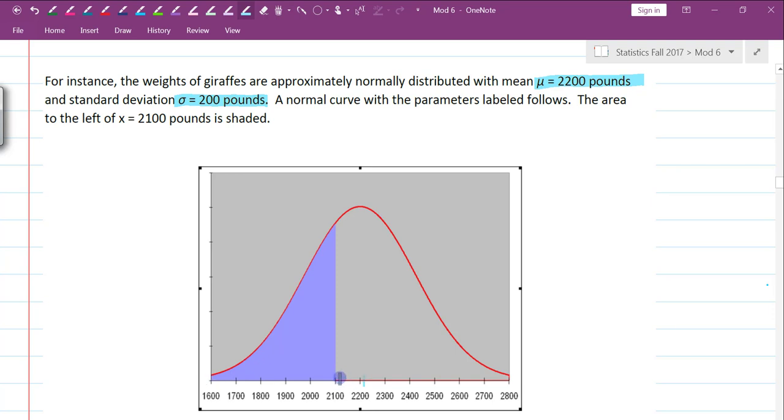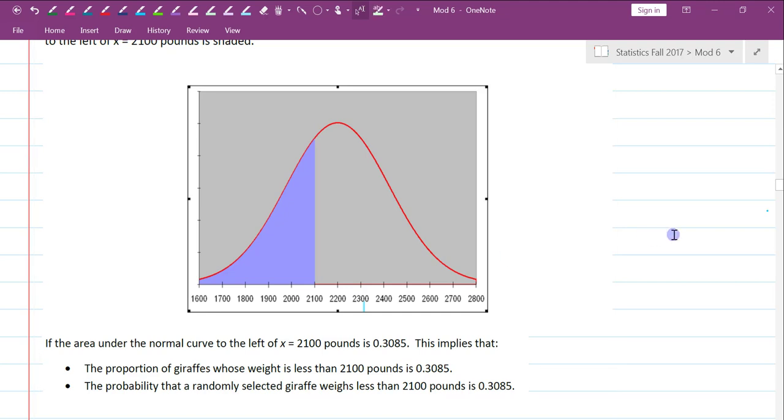So the shaded area actually starts half a standard deviation away from the mean, okay? Because the difference between 2,200 and 2,100 is only 100 pounds. Our standard deviation is 200 pounds, so 100 is half of 200 pounds.